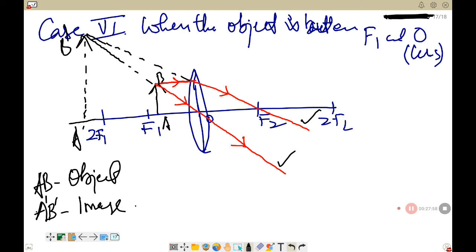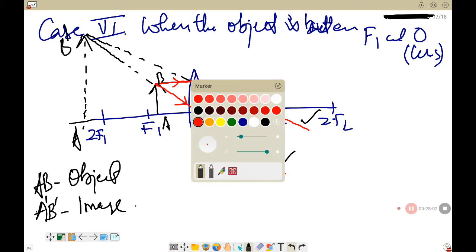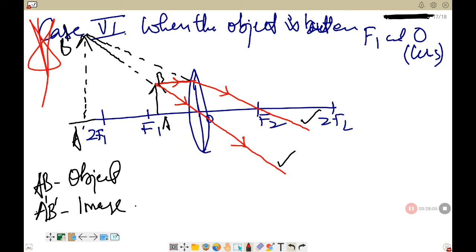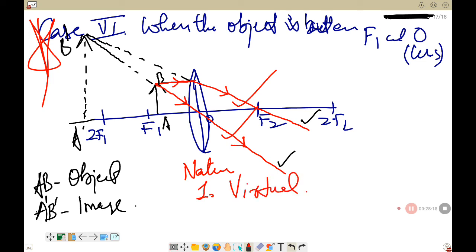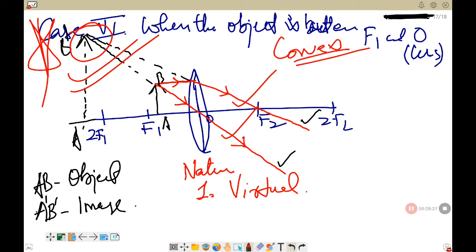Clear? So here you see that this is a very unique situation. Case number 6 is a unique situation where the refracted rays are actually not meeting. So for the nature of the image so formed, number 1, you can write that it is a virtual image, because the rays are not actually meeting, but when you produce them backward they are meeting here. Understand? So till now you saw that our convex lens was always giving you a real image.